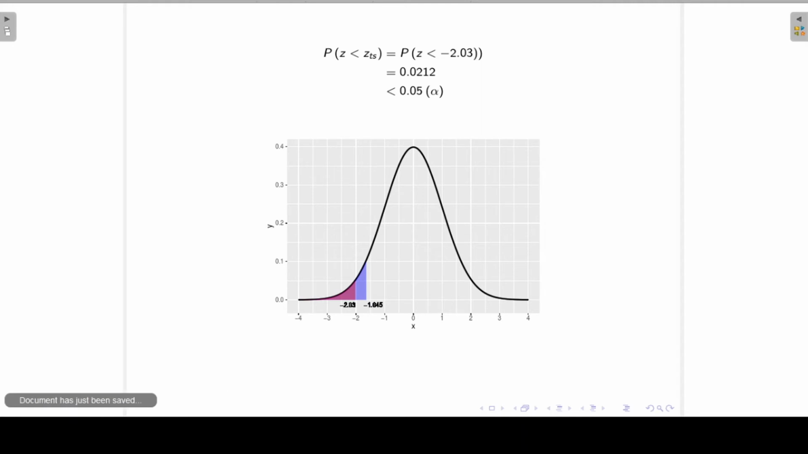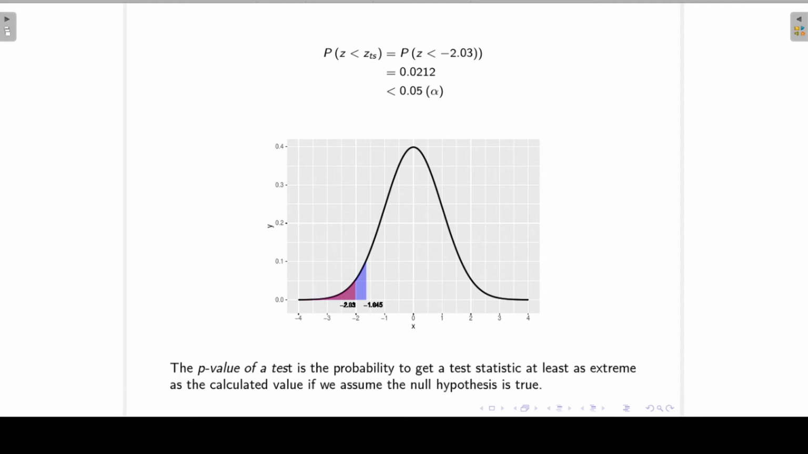Now, that area to the left of my observed test statistic value is called my p-value. A formal definition for the p-value is that the p-value of a test is the probability to get a test statistic at least as extreme as the calculated value if we assume that the null hypothesis is true.